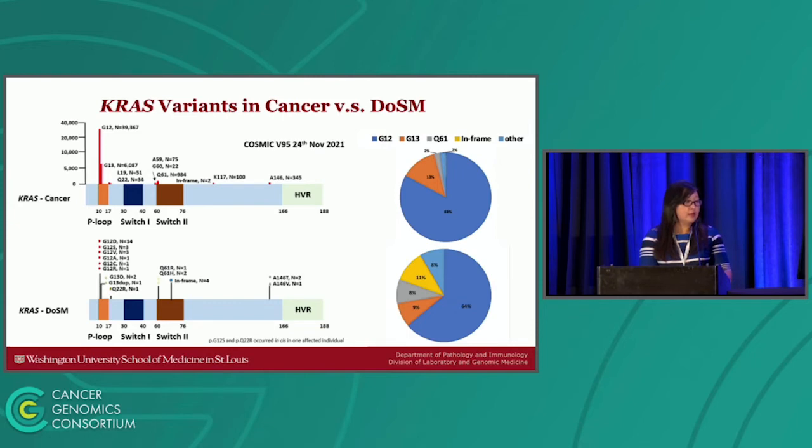To compare, the lower panel shows the variant distribution of KRAS in our cohort of patients with somatic mosaicism. Similar to that in cancer, glycine 12 is the most commonly mutated location, shown in the dark blue in the pie chart. But at the same time, we also noticed that in-frame indels account for about 11% of all the KRAS mutated cases and are shown in yellow. And this number is much higher than that in the cancer setting.